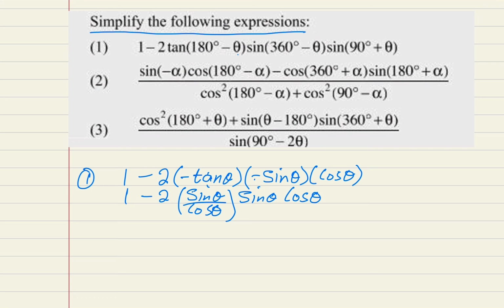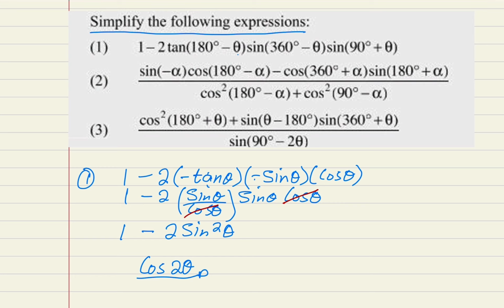Now if you check here, you can see that this cos and that cos go away, hence I'm left with 1 minus 2 sine squared of an angle. And we know that 1 minus 2 sine squared would give us what? Would give us cos of 2 of an angle. So that is how we simplify the first one.